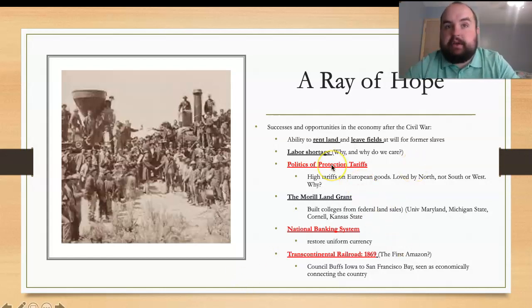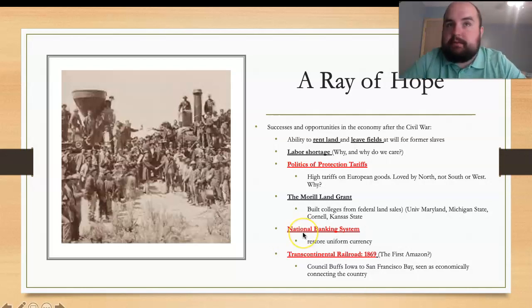The Morrill Land Grant also was very beneficial for secondary education particularly. Many colleges during this time period were actually built on federal land sales. So this grant would take money the federal government sold and build colleges on it. So for example, the University of Maryland, Michigan State, Cornell, and Kansas State are all land grant colleges that were built by this Morrill Land Grant.